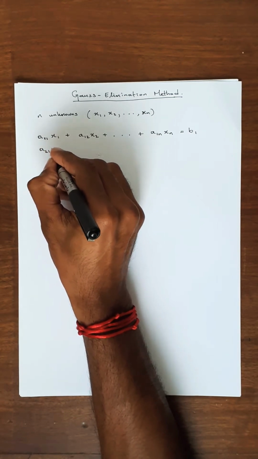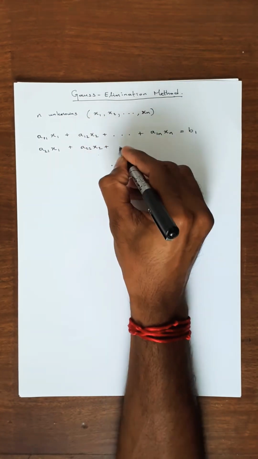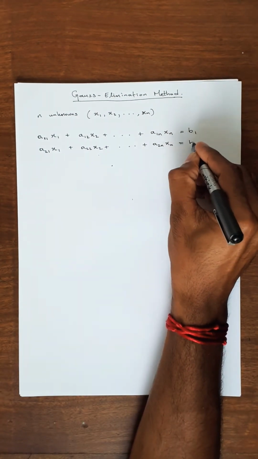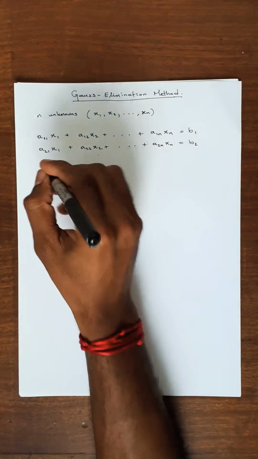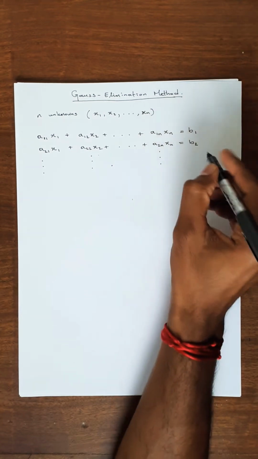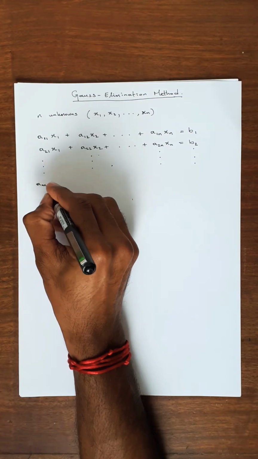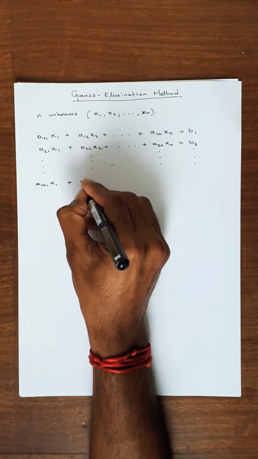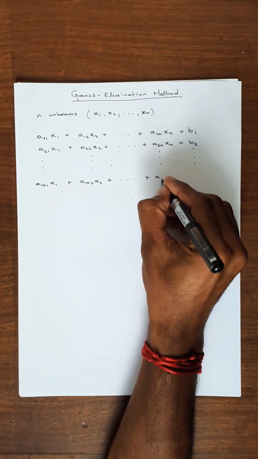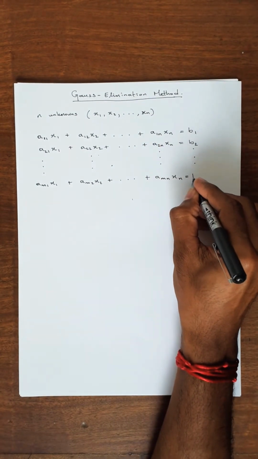Now the second equation is a21 x1 plus a22 x2 and so on. You have got a2n. So I think that you have figured out by now how you obtain this sequence of, I would say, subscript values. So this goes on, let's say we have m equations. So you have am1 x1 plus am2 x2 plus ... and then you are going to have amn xn to be equal to bm.